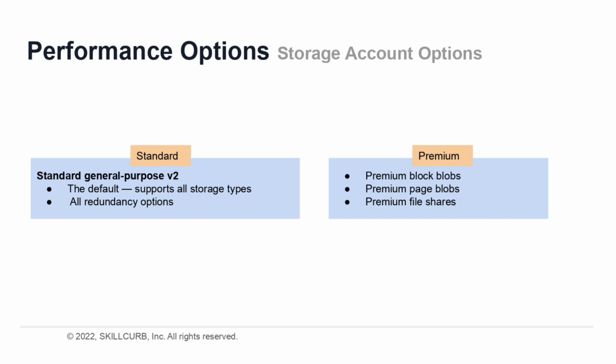First off, we have our standard storage account option, simply referred to as standard general purpose v2, and this is the default performance option which supports all different types of storage and all redundancy options as well. Again, this is our default performance option when creating a new storage account. And then we have our 3 premium options we will focus on, which are our premium block blobs, premium page blobs, and premium file shares. Let's take a look at these in a bit more detail.